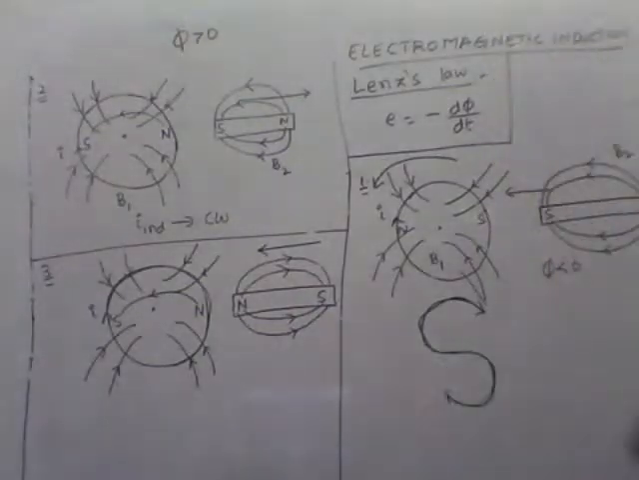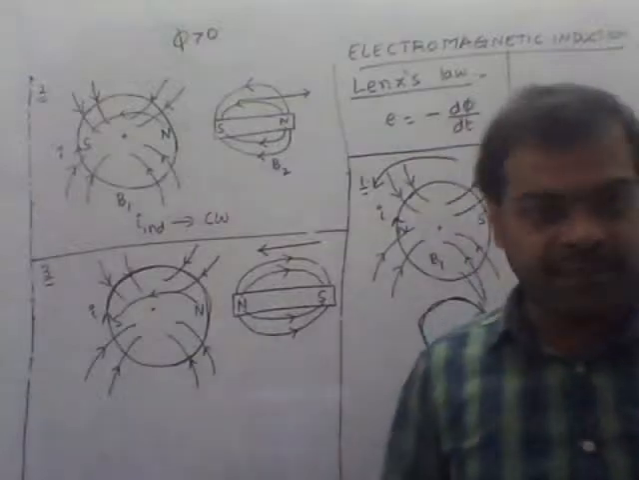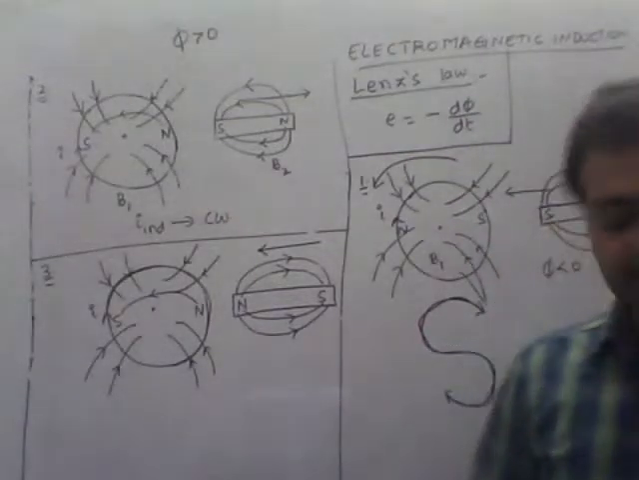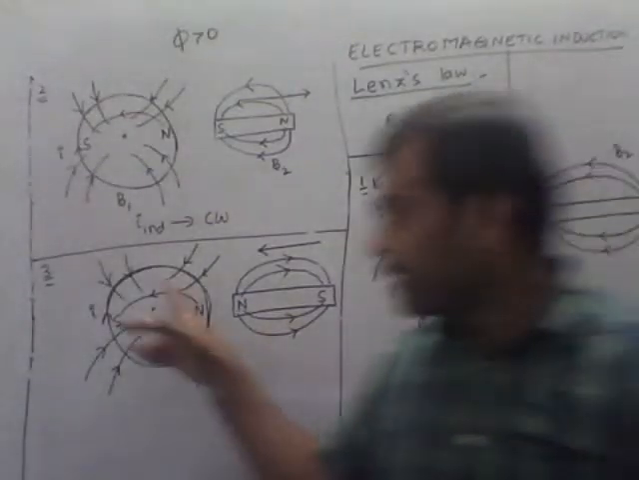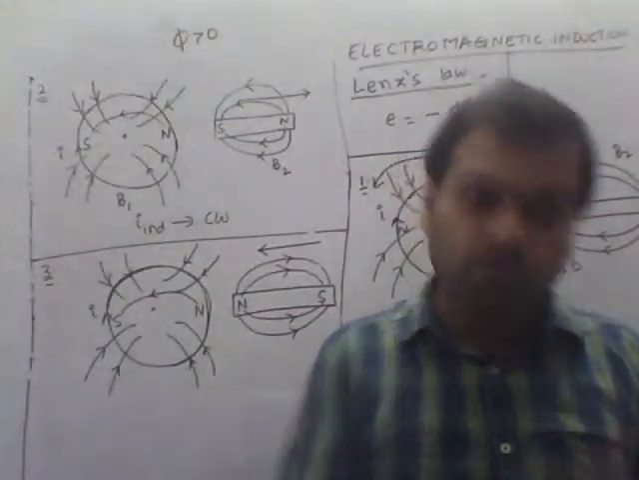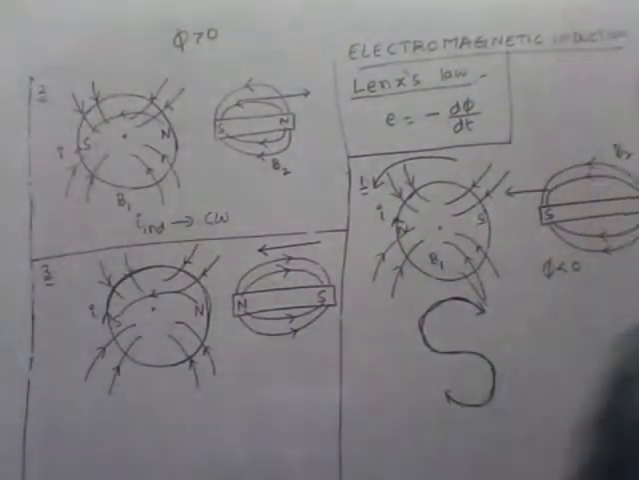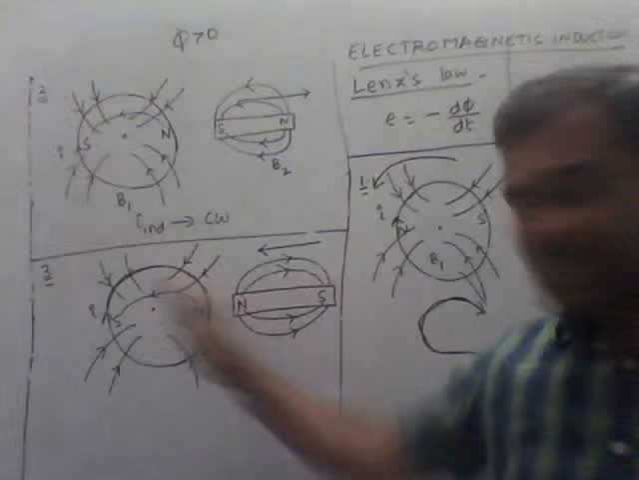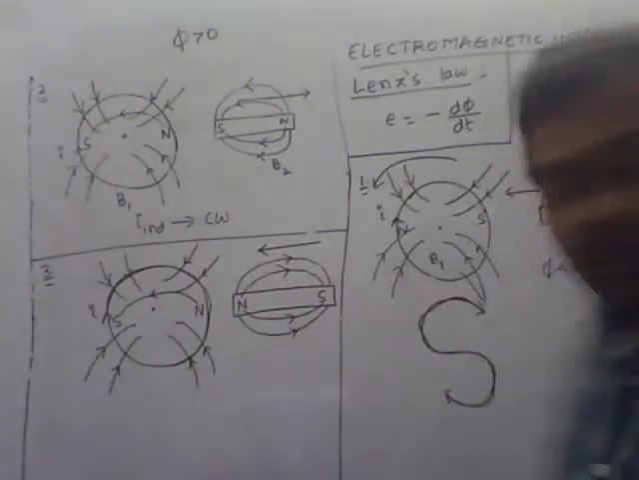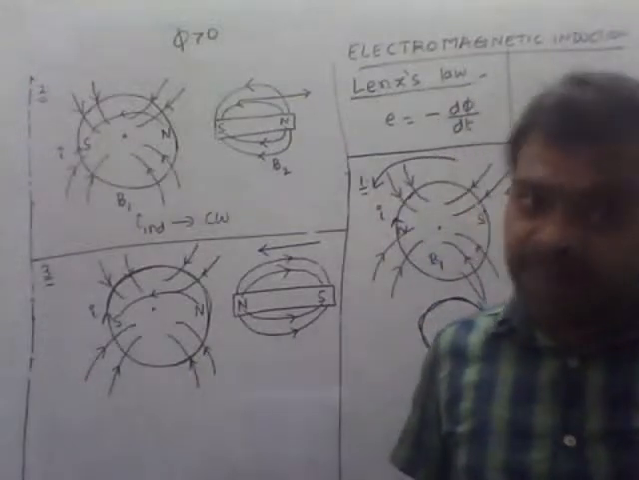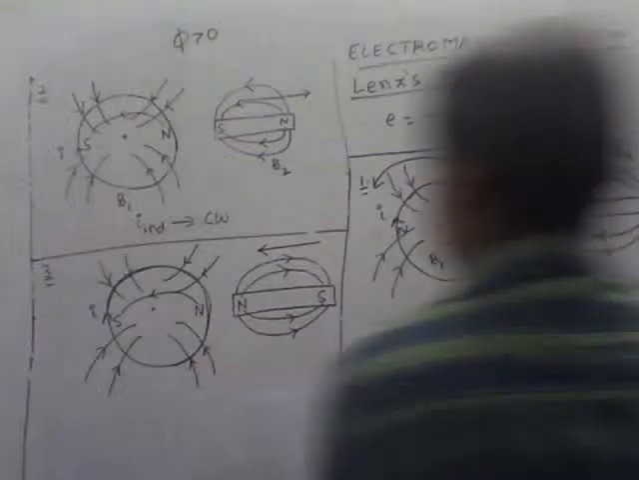Now, for the next four cases, I will consider the magnet as stationary, and the coil is moving towards the magnet and away from the magnet. In that case, what will be the direction of the current?